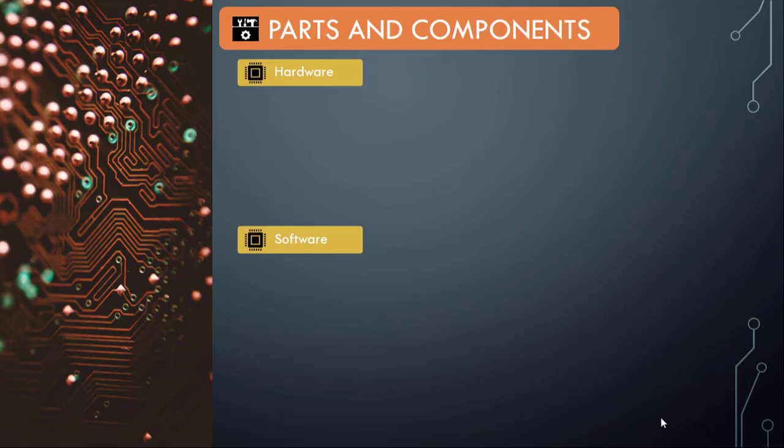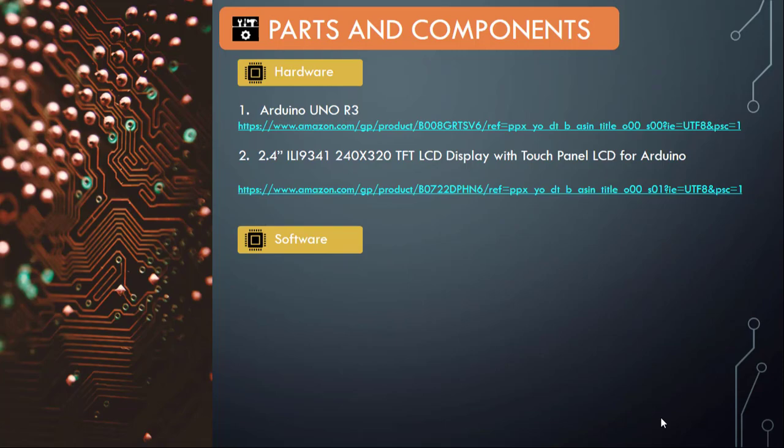Parts and components. Well, I break it down to hardware and software. You need an Arduino Uno R3, and you need a 2.4-inch 240 by 320 TFT LCD display. So you're looking at Arduino being $17, $18, and this LCD controller is going to be like $7, $8. So for $25 you can get this project done. And Arduino, obviously, is open source, so it's free. You can download it. You can go to these links and purchase these products.